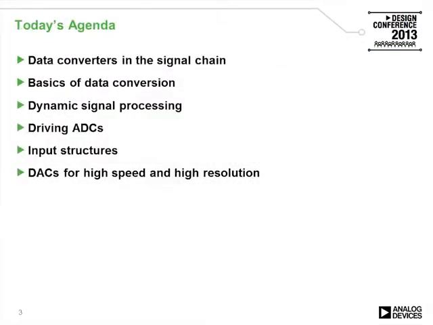What we'll be talking about today is the data converter in the signal chain. We'll talk about why we want to do data conversion, how we do it, some of the basic concepts of sampling theory. We'll talk about signal processing in the digital domain versus the analog domain. We'll spend some time talking about driving A to D converters, which, as it turns out, is something a little more difficult than what it might seem at first. The primary reason for that is the difference in input structures and the loads that they present to the driving circuits. We'll also spend some time talking about our DAC.